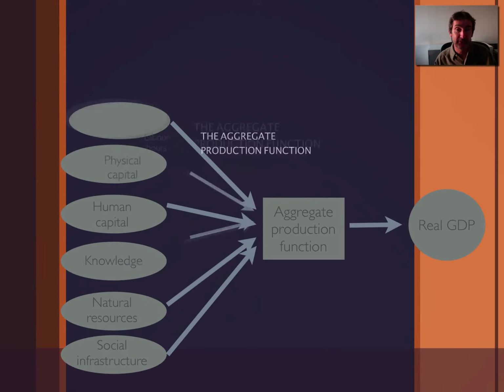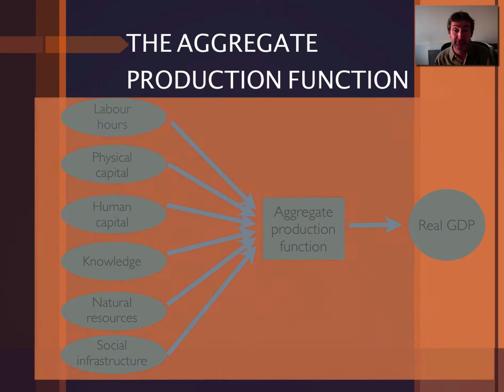The aggregate production function looks at real GDP from the supply side. The underlying idea is that we have some inputs, which we're thinking of now as being inputs for the economy as a whole. These inputs are labor hours, physical capital, human capital, knowledge, natural resources, and something we call social infrastructure. And we take these inputs, we pass them through some kind of a black box, which we call an aggregate production function, and the end result is we produce real GDP. So if we can explain why these different inputs will change over time, then we can also explain changes in real GDP.